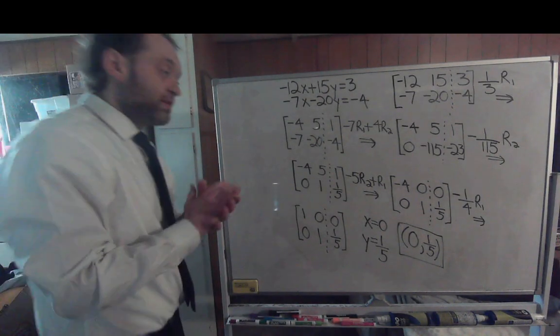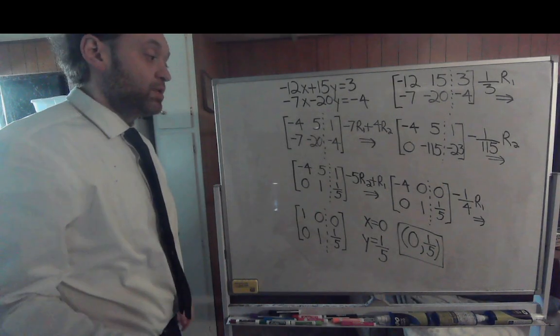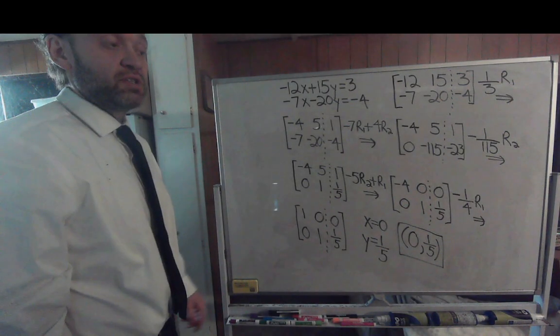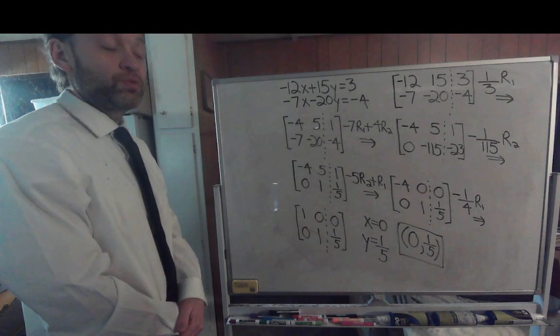Alright, so that's it for the 2x2 matrices part 2. The next lesson we will do 3 variable systems of equations part 2. And we'll show you the identity matrix for a 3x3 system.